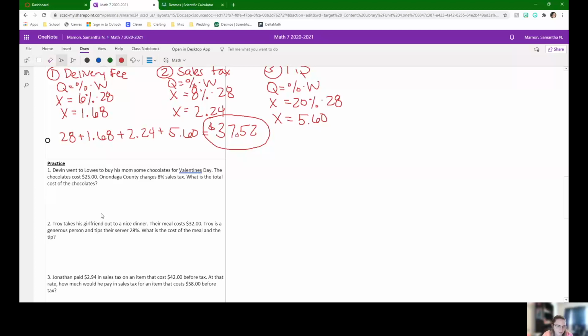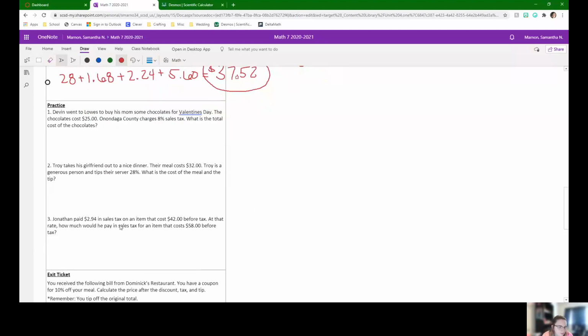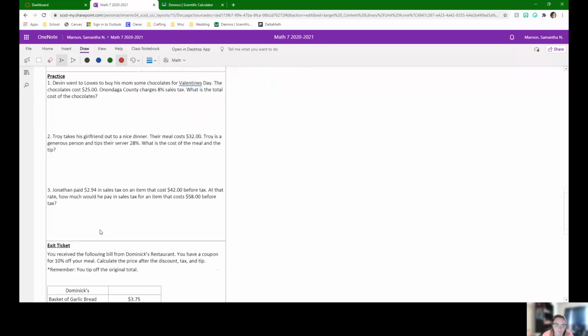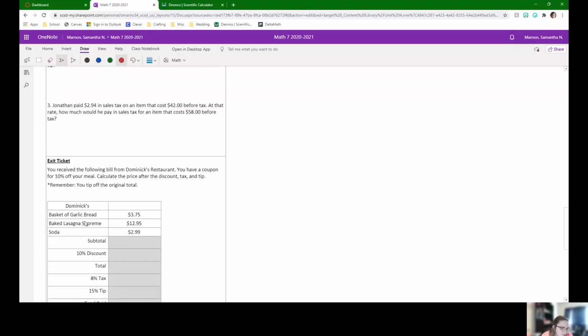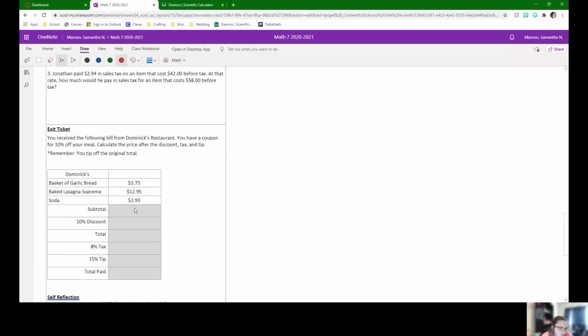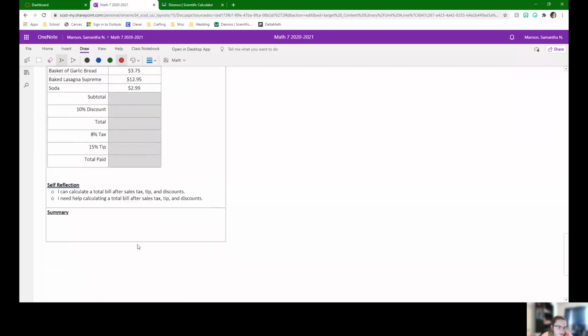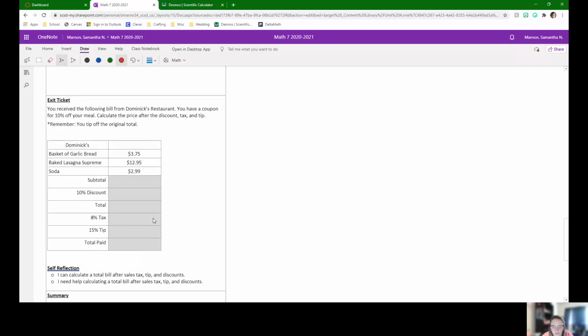So here we have some practice problems. You're going to pick 2 of them. Number 3 is a challenge problem because you have to determine what the tax percent is before you can tell me what the tax would be on something that costs $58. I'll tell you it's not 8% like it is in Onondaga County. For your exit ticket, you have a bill. So you need to figure out the subtotal. You're going to need to do the discount, the tax, the tip, and your total paid. When you're done with your exit ticket, make sure that you're going on to Desmos. You guys have practice number 6.